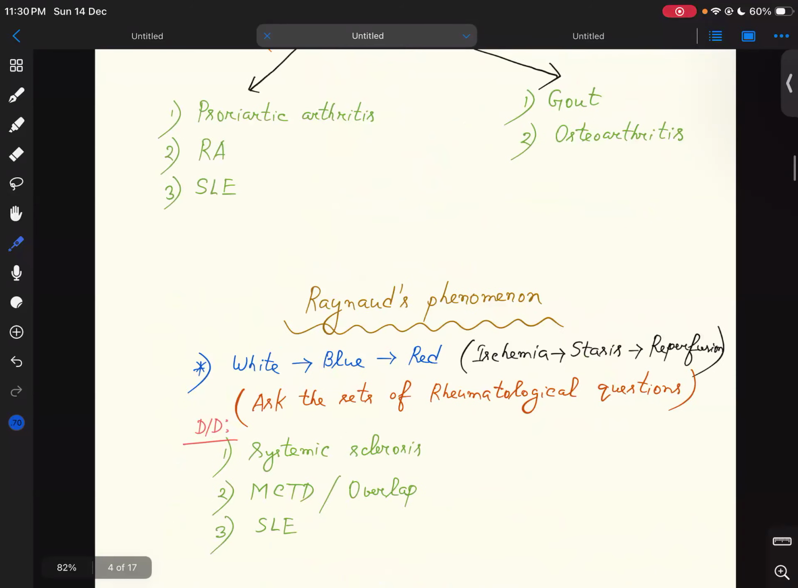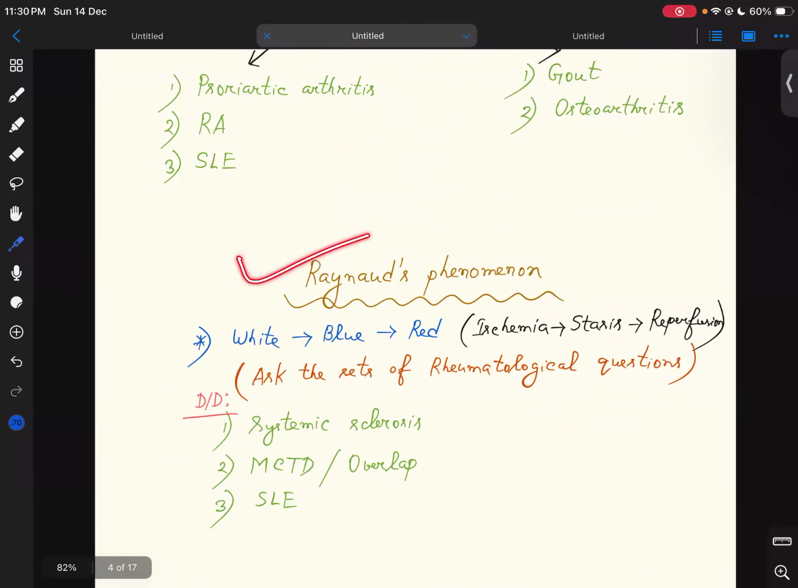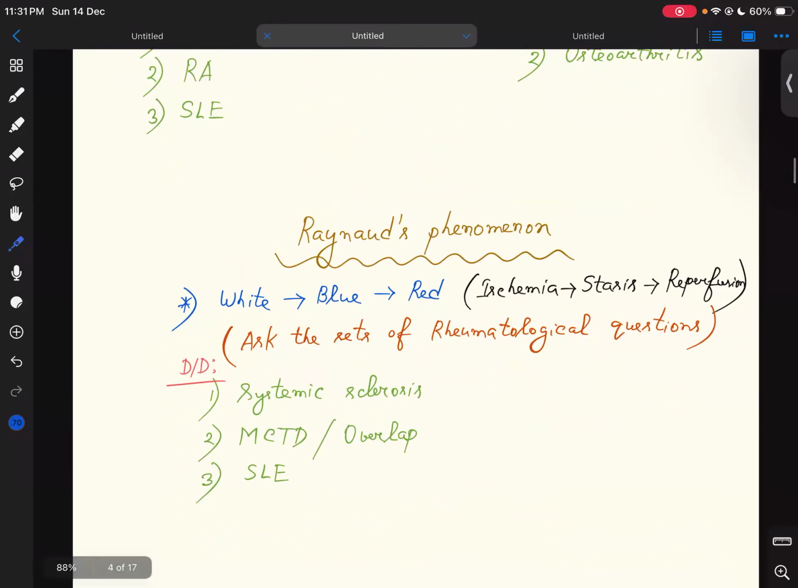Then, if the patient tells you that it is due to Raynaud's phenomenon, that do you have any color change after exposure to the cold, then we have to confirm that this is a true Raynaud's phenomenon. How to confirm? We have to ask the patient, have you noticed the color change in the form of white, then blue, then red? Here, white means ischemia, blue means stasis, and red means reperfusion. So this is the way we have to confirm the Raynaud's.